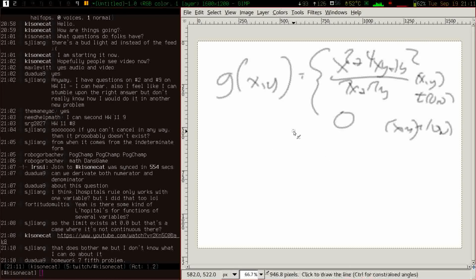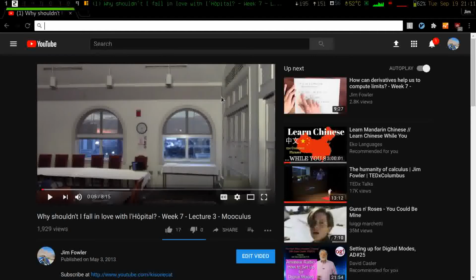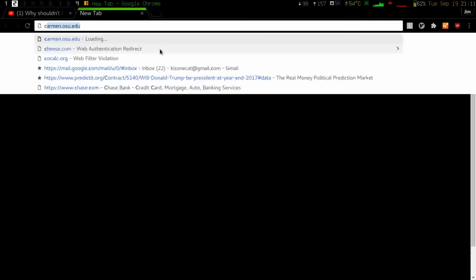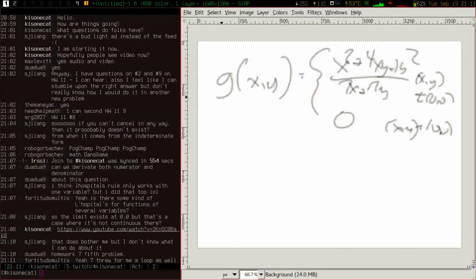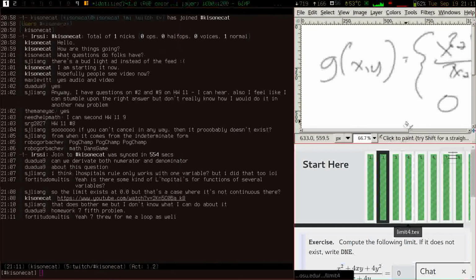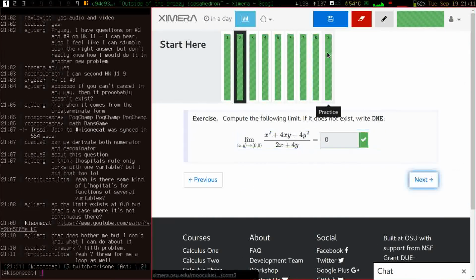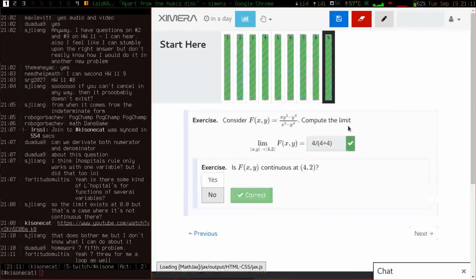Okay, let's see what other questions we had here. Question 9 also on homework 11. Let's go back to that. I don't know where it is. Okay, let's go back to question 9 on homework 11. Consider this function, compute this limit. Okay.